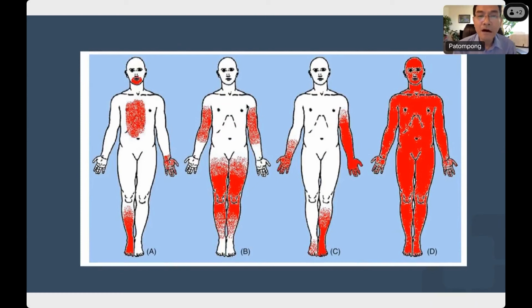The pattern of pain of people with small fiber neuropathy can be different. Some people may describe patchy pain, like picture A on the screen. Sometimes the pain can be primarily on the extremities, especially in the proximal part, or in the distal part of the hands and the feet. Or in some patients, they may describe whole body pain, like the picture on the right side.